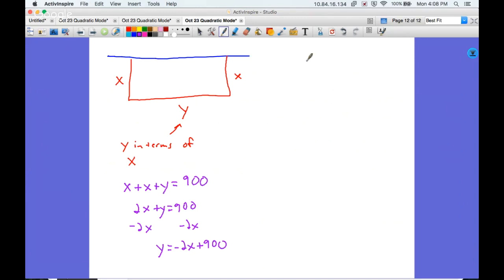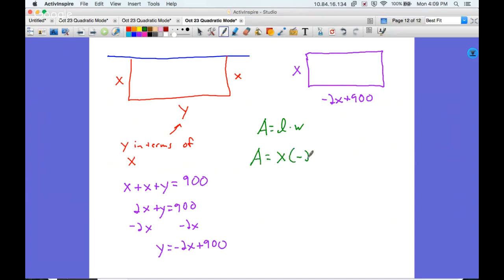So now in my diagram, it could be a rectangle like this with dimensions x and negative 2x plus 900. All right, let's plug that into our area formula. The area of a rectangle is equal to length times width. In this scenario, area is going to be equal to x times negative 2x plus 900. And after I distribute that x, we get that the area is equal to negative 2x squared plus 900x.